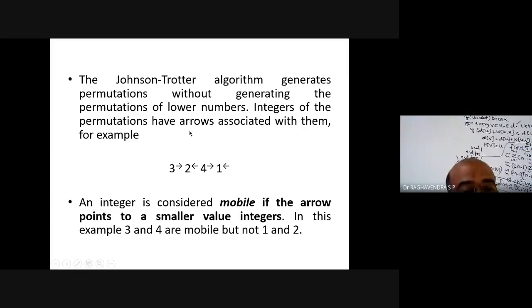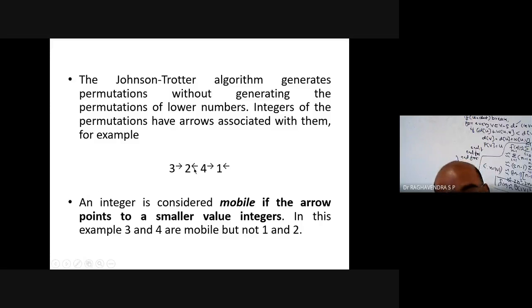So integers of the permutations have arrows. For this purpose, we are going to use a technique, that we call the arrow mechanism. Okay, let us see how this arrow works. So integers of the permutations have arrows associated with them. For example, 3. You keep this arrow on the head. So 3 pointing right side, 2 pointing left side, 4 pointing right side, 1 pointing left side. So 3, 2, 4, 1. These are the numbers which have been already rearranged.